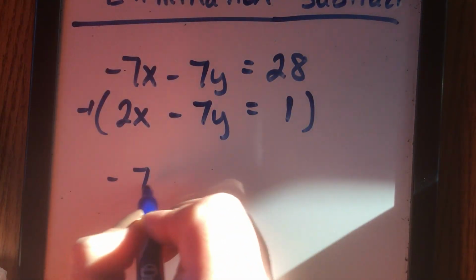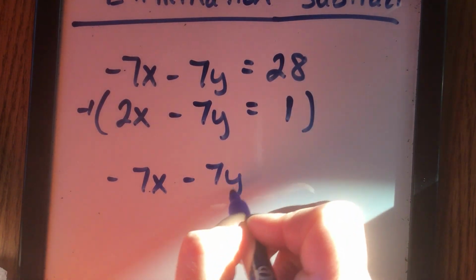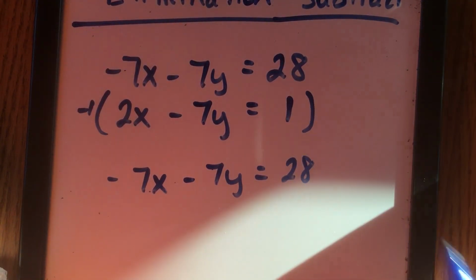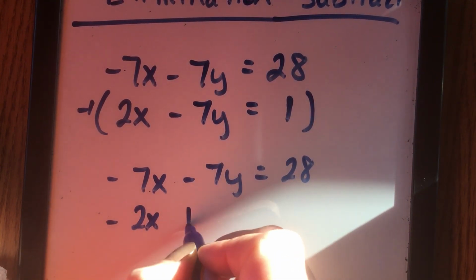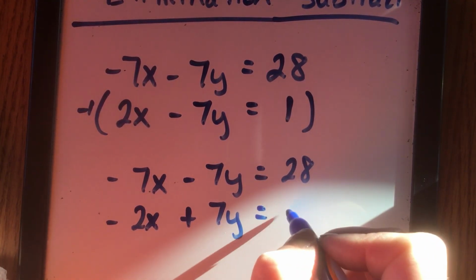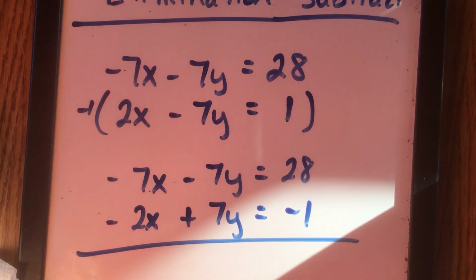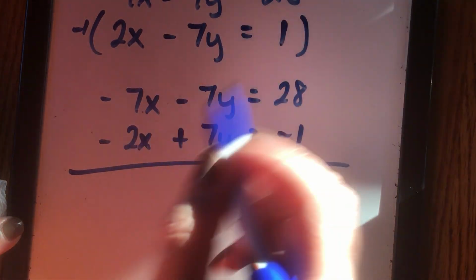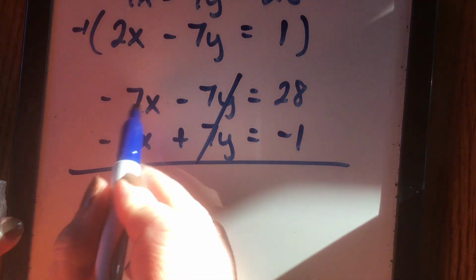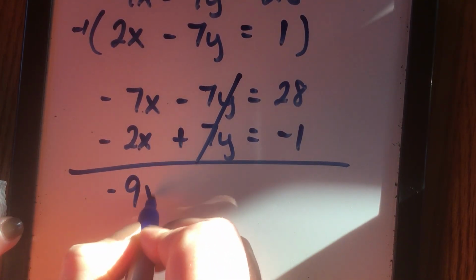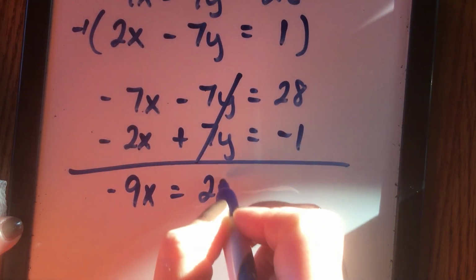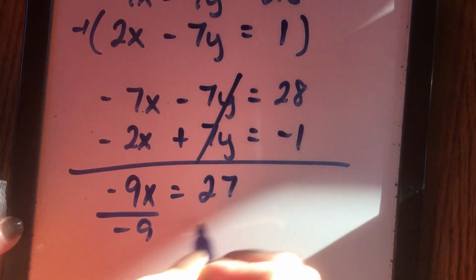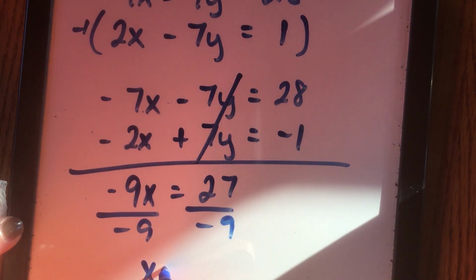So the top is going to stay the same. -7x minus 7y equals 28. And then the bottom is going to become -2x plus 7y and -1. The signs of all of them just change. And now we're going to combine. So that's going to give me 0. -7 plus -2 is -9, so I have a -9x. 28 minus 1 is 27, so I'm going to divide by -9, and I get x equals -3.